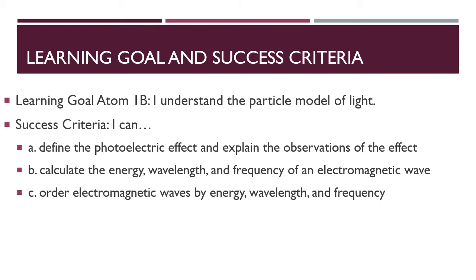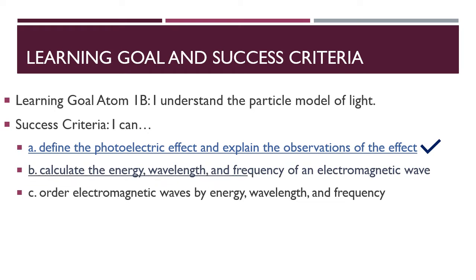Looking at our learning goal and success criteria, learning goal for atom 1b is I understand the particle model of light. Now in this particular video we are not going to look at this first success criteria because we have covered that in class in our notes and our discussion. That success criteria being on the photoelectric effect and the explanations for why we see the observations we do. So this video will focus on the second two success criteria.